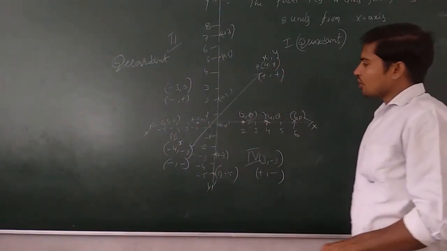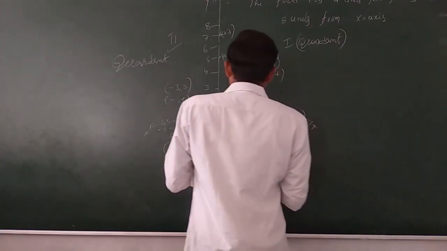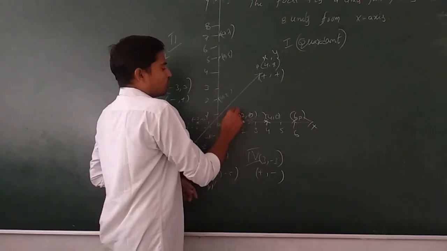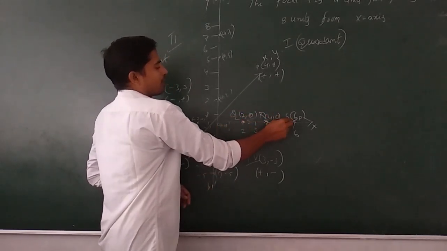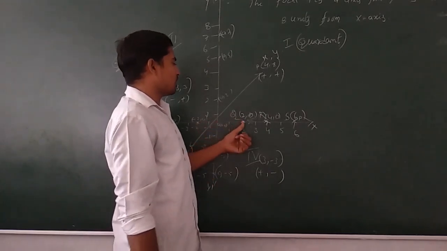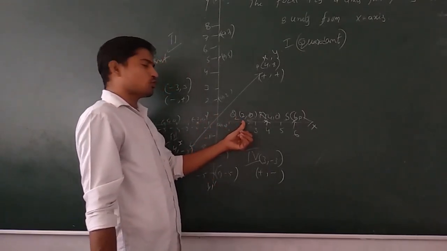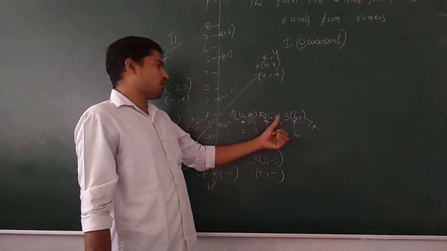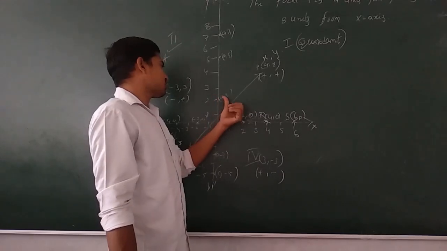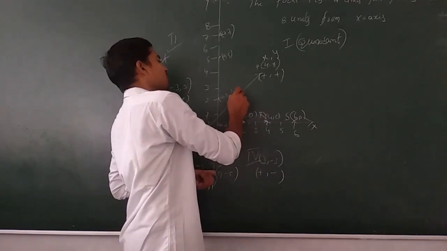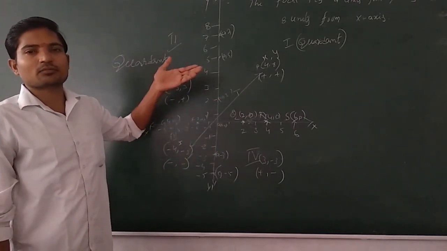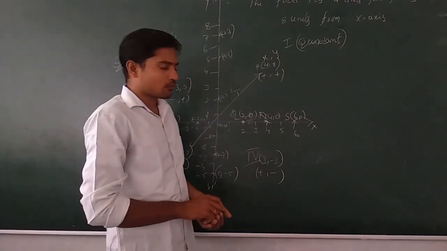Right? So here the points, suppose P is already taken, so Q or S. The distance from the y-axis is 2, 4, 6 units. And like this, suppose T is a point which is 2 units from the x-axis. Right?